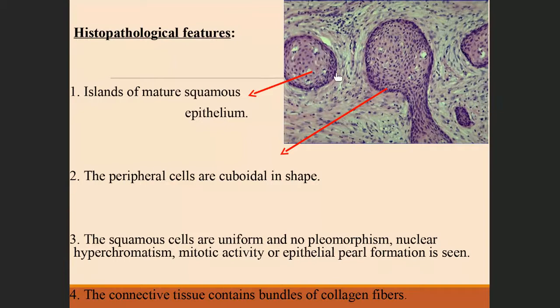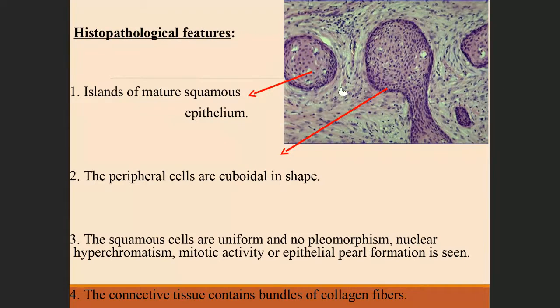At the periphery, you see these islands. You will not see the typical picture what you saw in acanthomatous. You won't see those ameloblast-like cells. These peripheral cells are more or less cuboidal. Okay, and now just clearly observe these squamous cells. They are all uniform. There is no difference in size or shape. There is no, that is what we call as pleomorphism. There is no hyperchromasia, no mitotic activity. Now you cannot find any dysplastic epithelial pearls, nothing. So it is mature squamous epithelial cells.